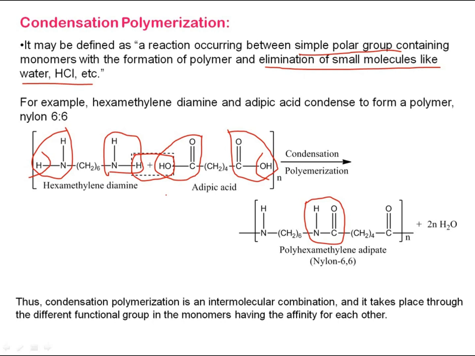So condensation polymerization always proceeds by the elimination of small molecules like water or HCl, any alcohol like methanol, and ammonia, etc. Small molecules are eliminated in this reaction, and this type of reaction occurs between the monomers having polar functional groups. So these polar functional groups must have affinity towards each other.